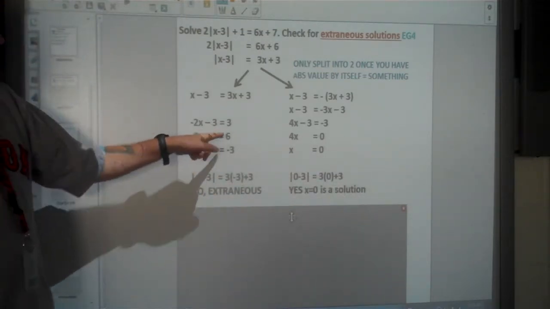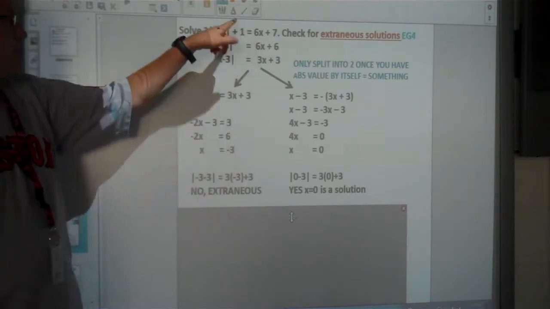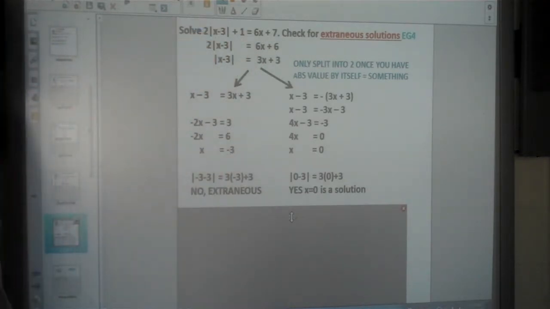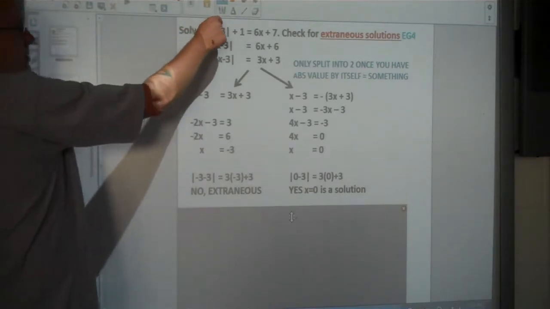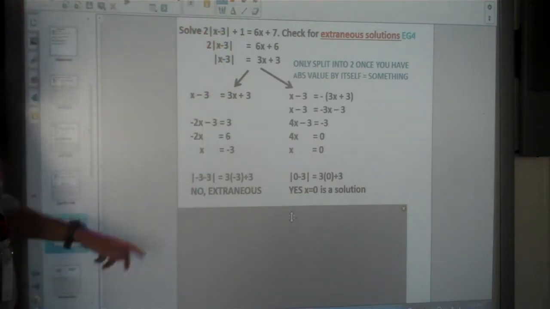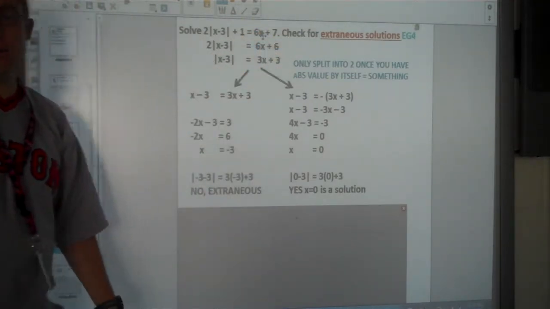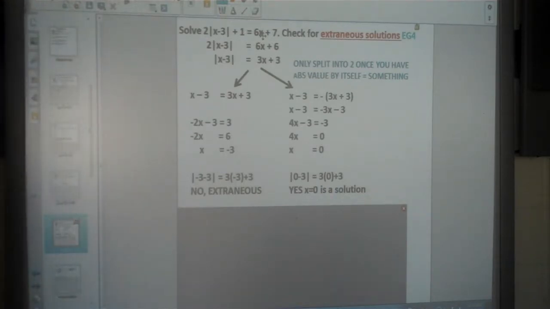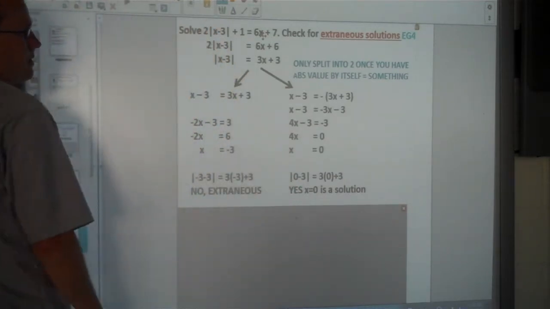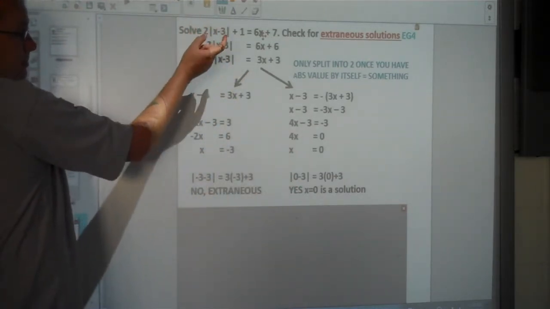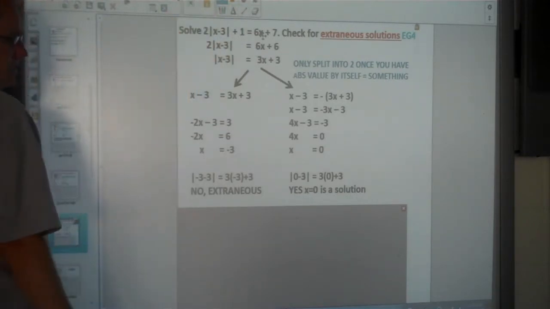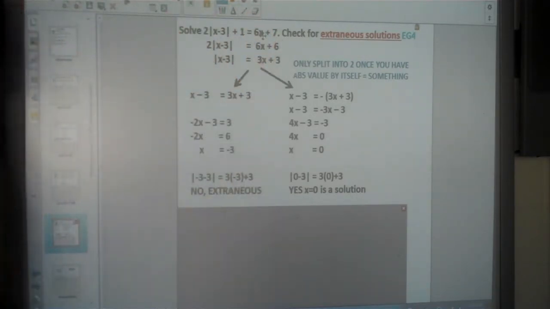And actually, if you try -3, it turns out not to work. Now, you want to plug back into the original one. So -3 take away 3 is -6. The absolute value for that is 6. 2 times 6 is 12, plus 1 is 13. But when you plug -3 into here, you get -18 plus 7, and that's clearly not going to work. That's clearly not exactly the same thing. You can check with 0, and it will work just fine. 0 take away 3 is -3, but the absolute value of that is +3. 2 times 3 plus 1 is 7, and clearly 6 times 0 plus 7 is also 7. So we do have our solution there.